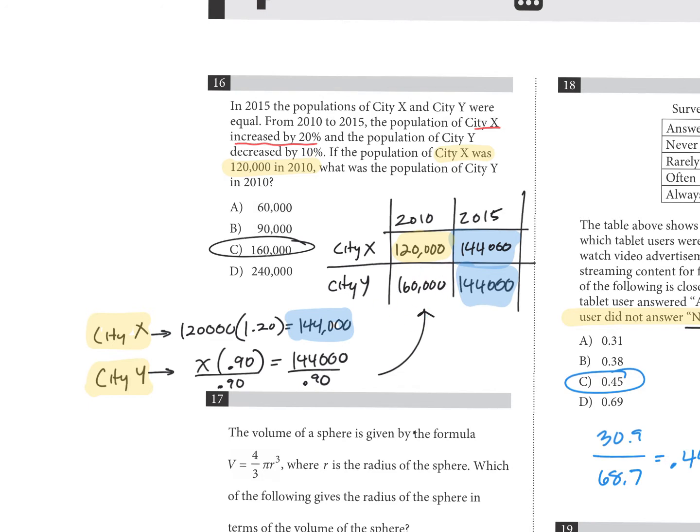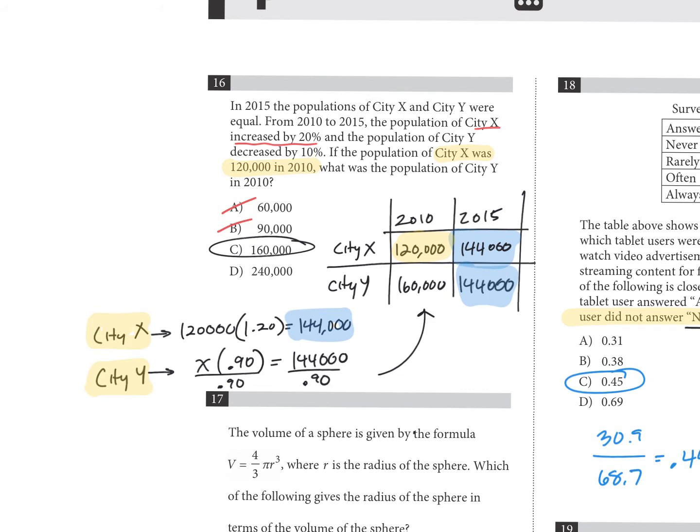The question was, how many people were in City Y in 2010? It's a tricky question, right? So I said, okay, well, if City Y decreased from 2010 to 2015, and I know there's 144,000 people in City Y in 2015, you can already eliminate two choices.